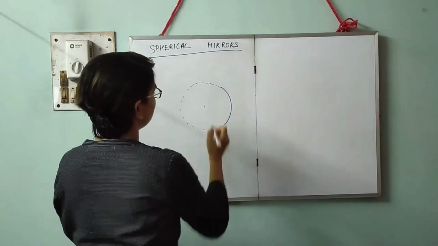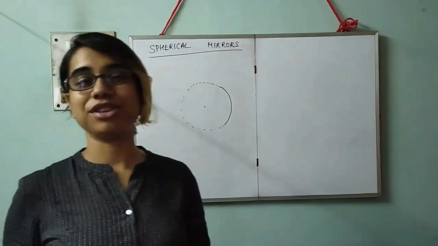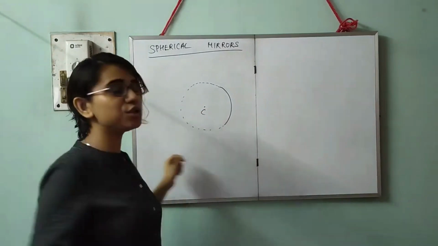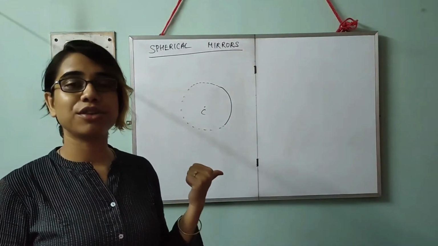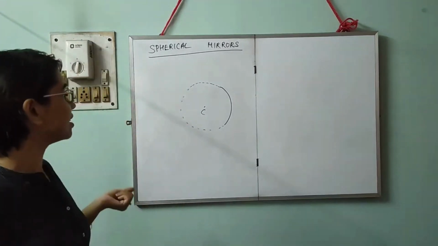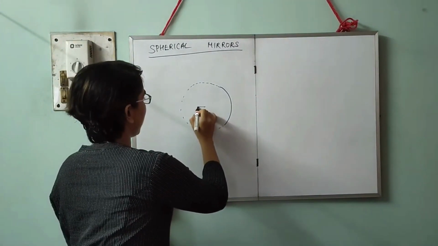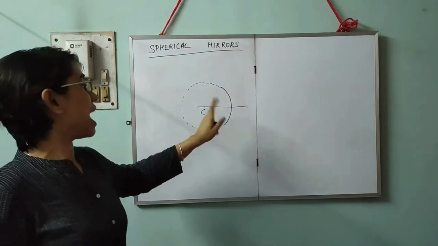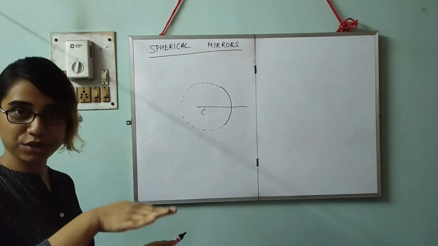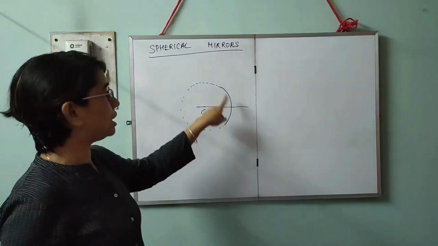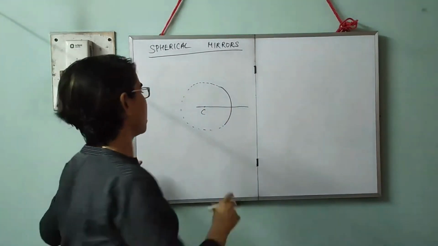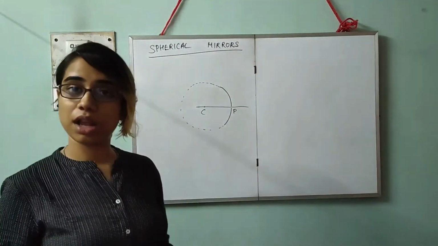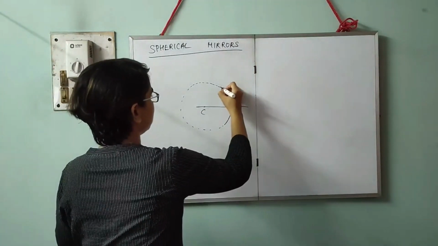Now, as we know that every sphere, every circle has a center. So this is a center. This is known as the center of curvature. And if we draw a line through the center of curvature and the midpoint of the mirror, whatever mirror it is, we get a point which is known as the pole.